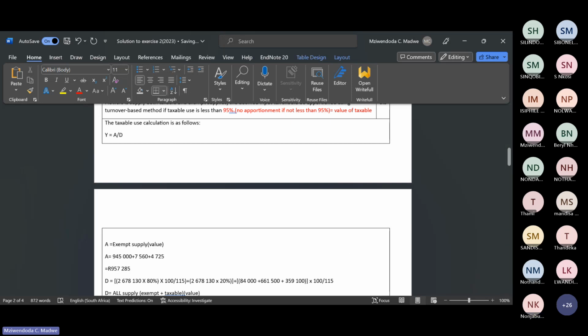Okay, this is what you are going to do. You have to add 84,000 plus 661,500 plus 359,100 times 100 divided by 115. Then you get an answer. You calculate this side, you do one and the same thing, then you get an answer.